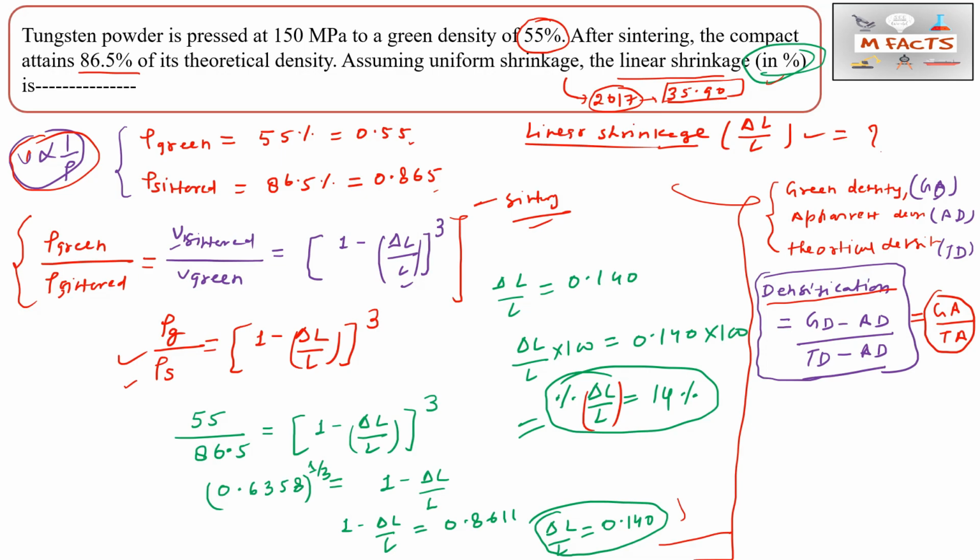Now they may ask the porosity also. So how can we find the porosity? Porosity is equal to apparent density, that is AD, by theoretical density, so TD. Okay, so in one of the previous year papers you will get questions on this formula, like densification parameter and porosity. So this is how we can calculate the densification parameter and porosity also. And about the linear shrinkage I have already told you. So the correct answer for this question is 14%, and they will give the range between 13 to 15%.